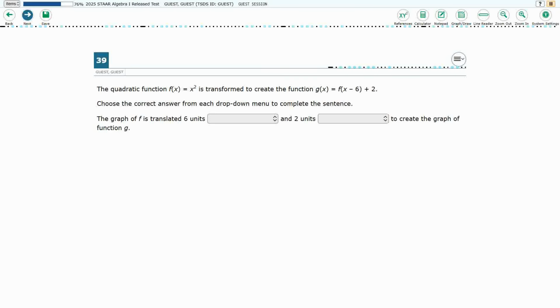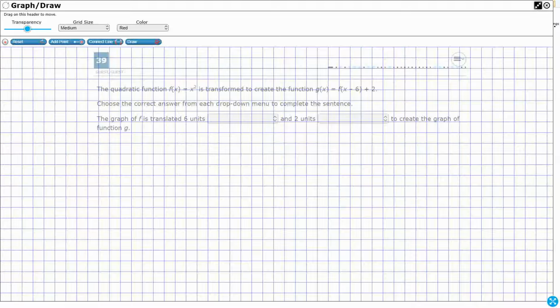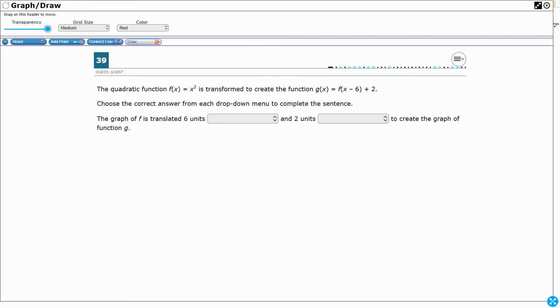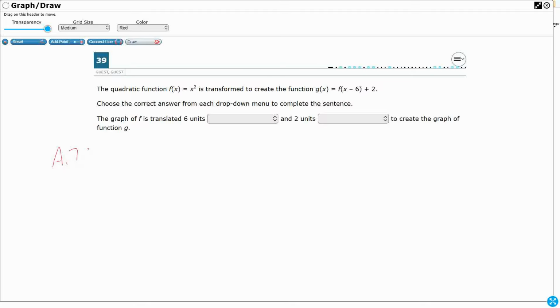Next, number 39, we are looking at parent functions. This is A.7c. As you can see, we've got some drop downs that we're going to use for our inline choice. And so we have a quadratic function, and we're going to transform it. Now, we need to look at how it's translated. What happens with the 6? What happens with the 2? All right, so we could do this without any graphing, but we can always check with the graph.